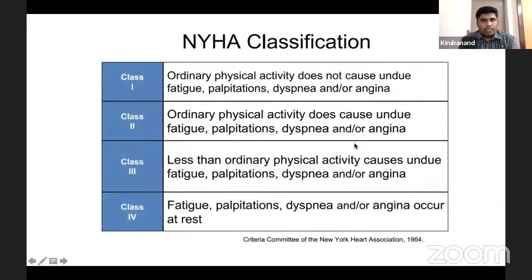So what is dyspnea? We already explained dyspnea can be an angina equivalent. It can also be a feature of heart failure in this patient. So what are the grades? I think we already explained that, so we can skip this.